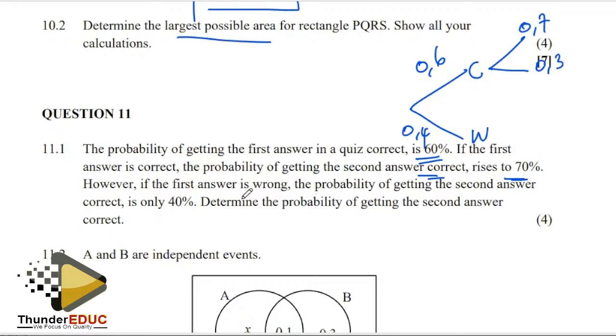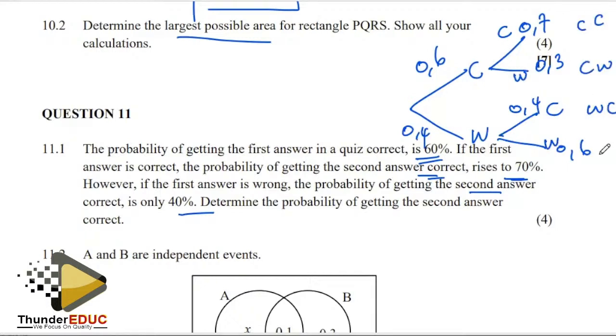But then they're telling you that if the first answer is wrong, the probability of getting the second answer correct is 0.4 or 40%. So that's a 0.4, and then this is a 0.6. This is correct. This is wrong. So the outcomes will be correct-correct, correct-wrong, wrong-correct, and then wrong-wrong. Then they want the probability of getting the second answer correct. They are not being specific whether the first answer is correct or wrong, but the second answer has to be correct.